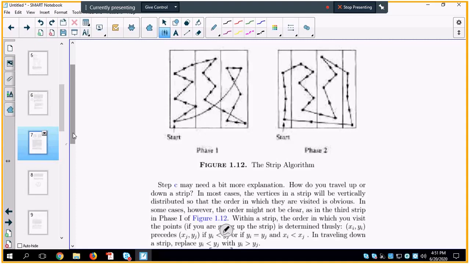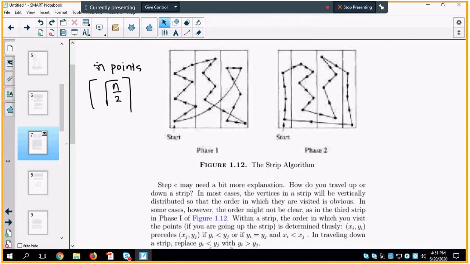So if I have n points, I divide n by 2, I take the square root. I'm going to get most often some decimal, and then I'm just going to round up to the nearest integer. So that's how many strips in phase 1. In this case, you can see phase 1 was 3 strips.